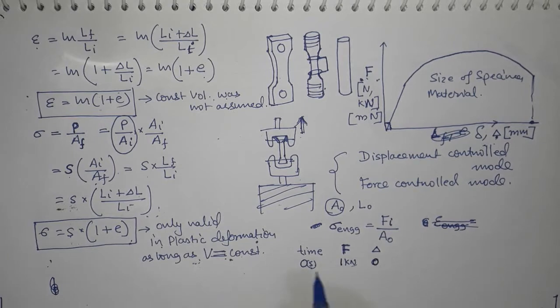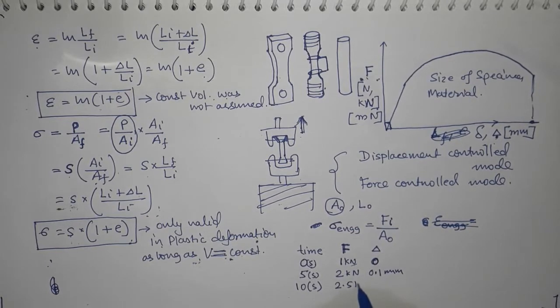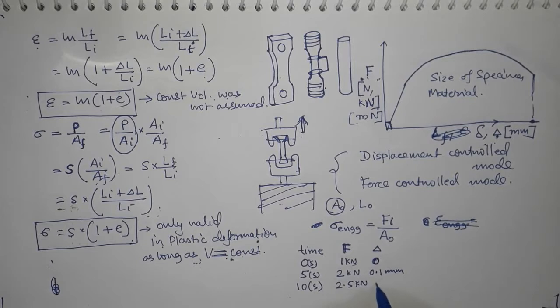Okay, so this is how you started. Now depending upon the rate of data acquisition, let's say after 5 seconds the machine records that the load has increased to 2 kilonewton, and the displacement is 0.1 millimeter. Similarly at 10 seconds you have 2.5 kilonewton and the displacement has increased to 0.2 mm. So this is how you get the data from the machine.